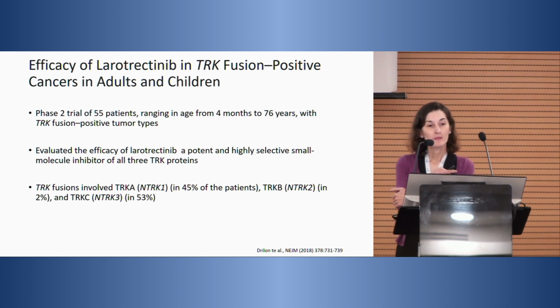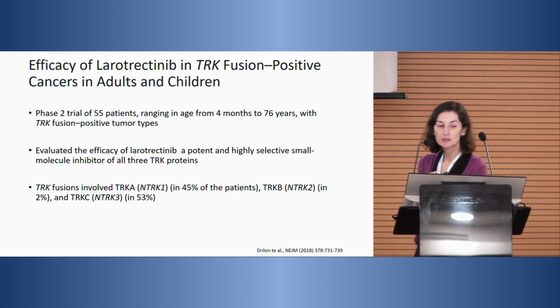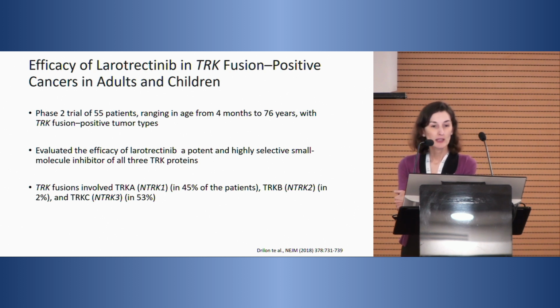So there was a phase 2 clinical trial which looked at using a drug called larotrectinib, which targets the TRK fusion in adult and child patients with different types of cancer. So they had 55 patients overall, and there was a big age range, so they had patients from 4 months old to 76 years old with cancers that had TRK fusions.